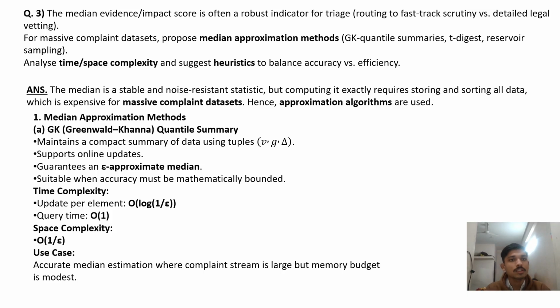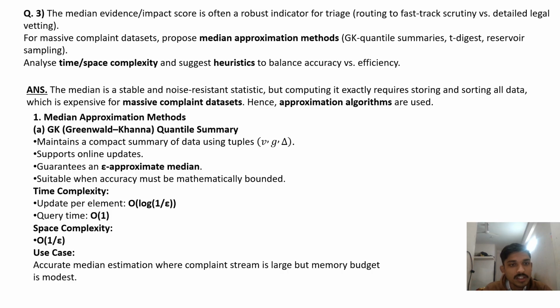The third question is: the median evidence impact score is often a robust indicator for triage, routing to fast-track scrutiny versus detailed legal weighting. For massive complaint datasets, propose median approximation methods: GK quantile summaries, t-digest, reservoir sampling. Analyze time and space complexity, and also suggest heuristics to balance accuracy versus efficiency.